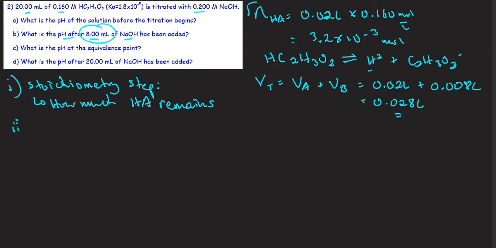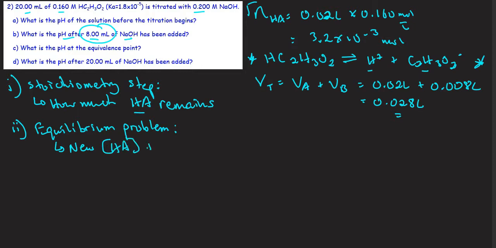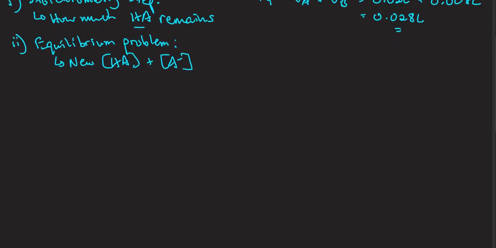Our second stage is more of an equilibrium problem or step because once we have how much HA is left and consequently how much conjugate base is left, it becomes more of an equilibrium problem that takes this reaction into consideration. So that is with a new concentration of HA and related ion.